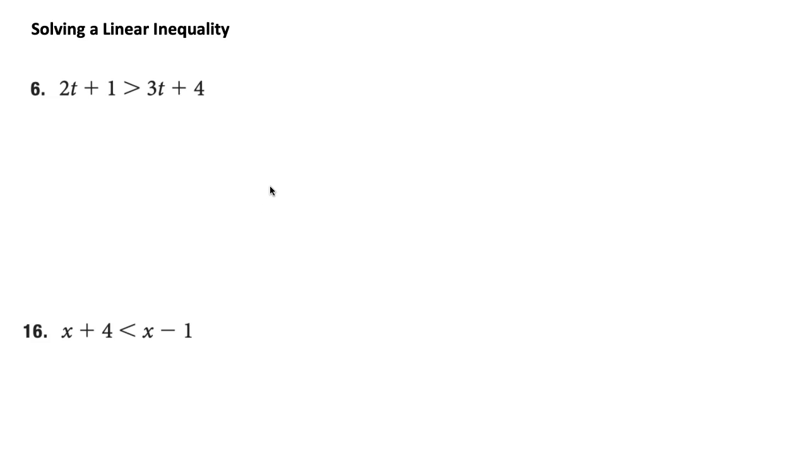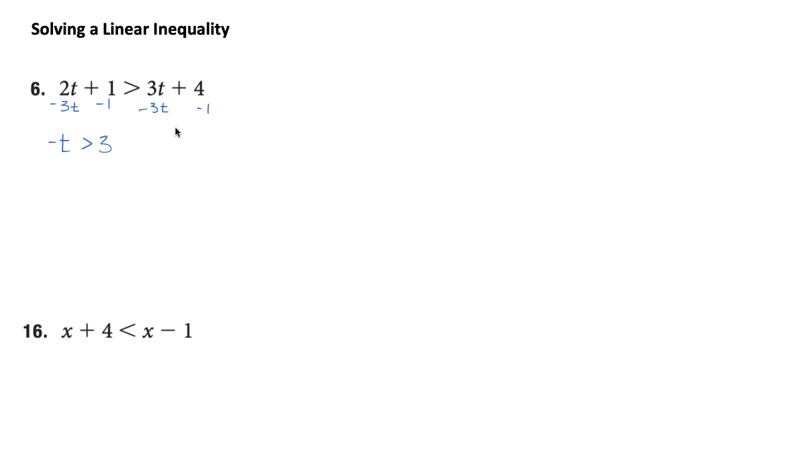So we want to move this around so that t is on one side and the number is on the other, just like if there were an equal sign. So I'm going to say minus 3t, just because we're used to seeing inequalities with the variable on the left. And I'm going to say minus 1 on both sides. So over on the left I get negative t is greater than, and I get 4 minus 1, which is 3.